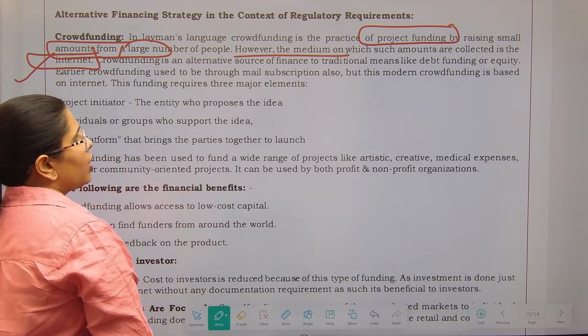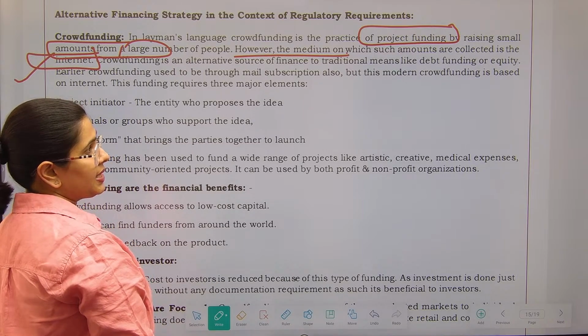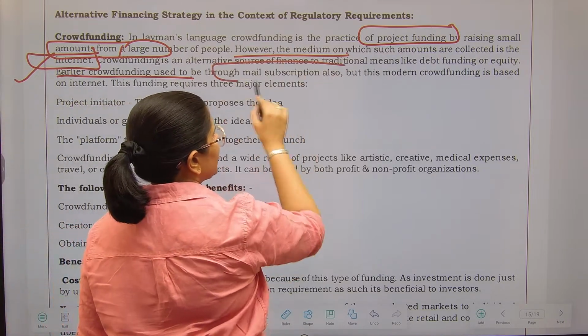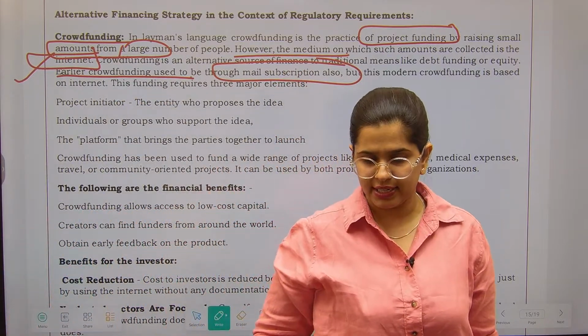Crowdfunding is an alternative source of finance which is different from the traditional means like debt funding or equity funding. Earlier, crowdfunding used to be through mail subscriptions as well, but right now it is mostly done through the use of the internet, right?